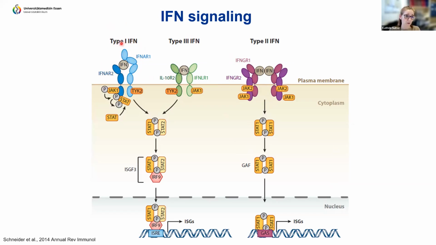So the receptors for type 1 interferons are expressed on all cells within the body, whereas type 3 interferons are only expressed on epithelial cells, so on distinct cell subsets. So this is not expressed on all cells in the human body. So what we then see is, here in gray, the gray dot is the interferon.